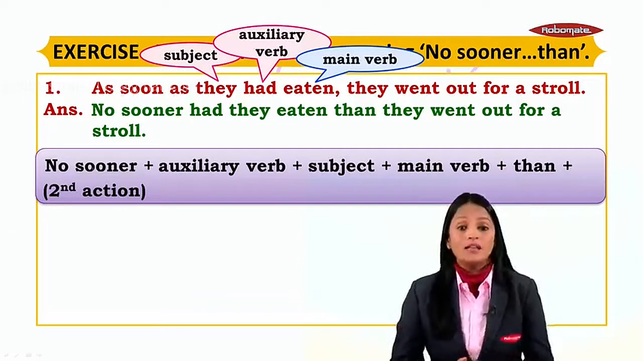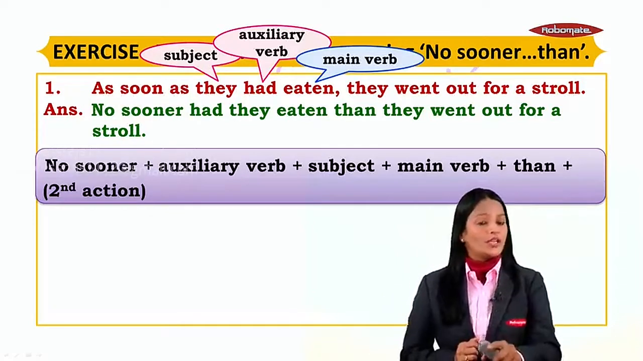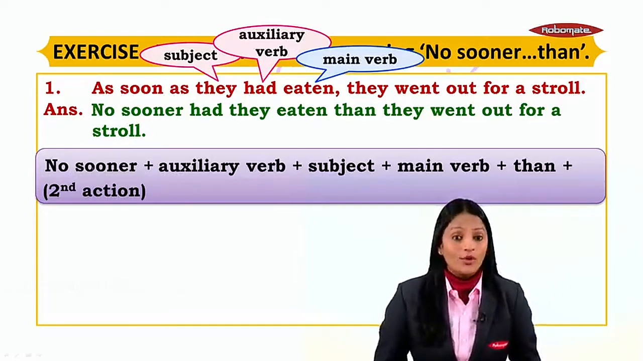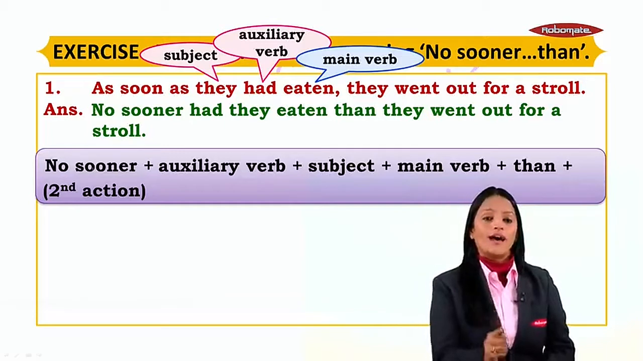One more thing, here the auxiliary was present, so we used it. When the auxiliary is absent, what do we do? Yes, we use do, does, did.